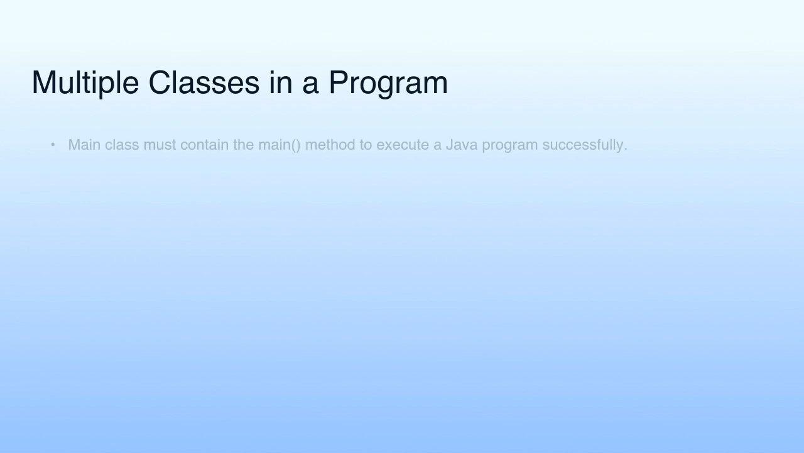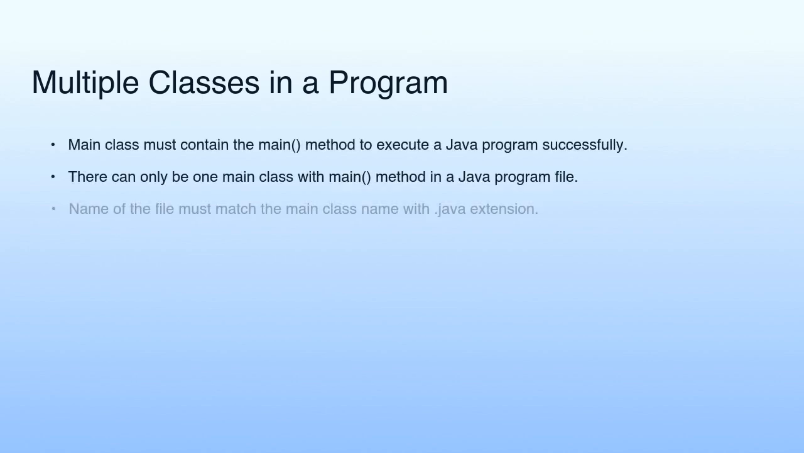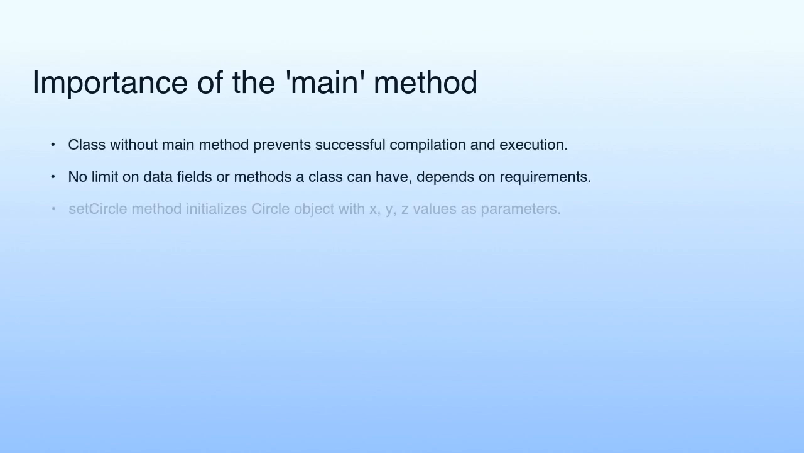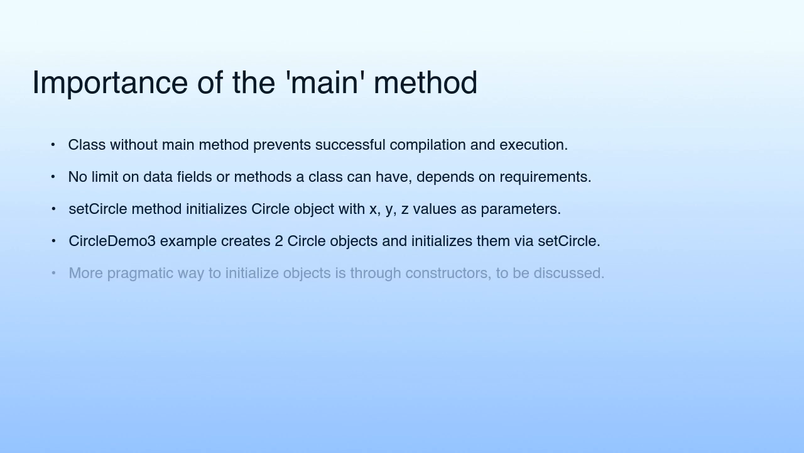In a Java program, there must be a main class containing the main method for successful execution. The name of the file should match the main class name with a Java extension. While multiple classes can be defined in one file, only one can be the main class. A class without a main method cannot be compiled and executed. There is no limit on the number of data fields or methods a class can have, depending on the requirements.